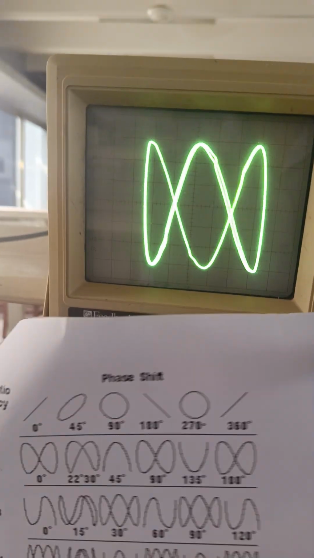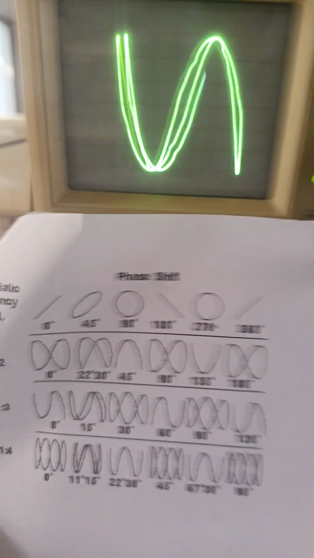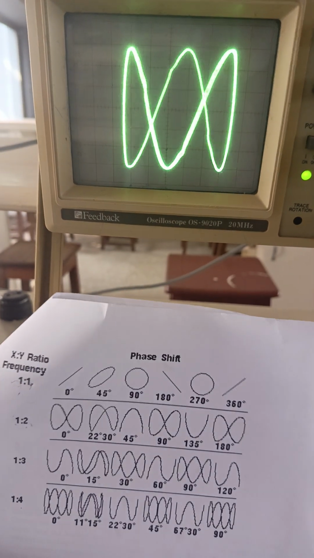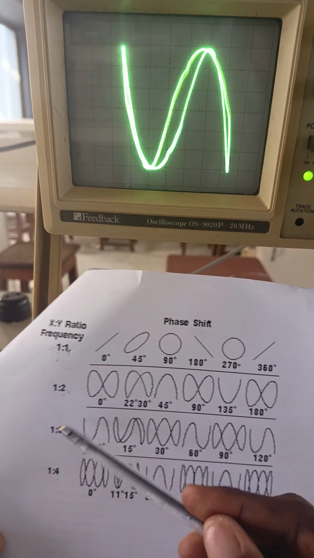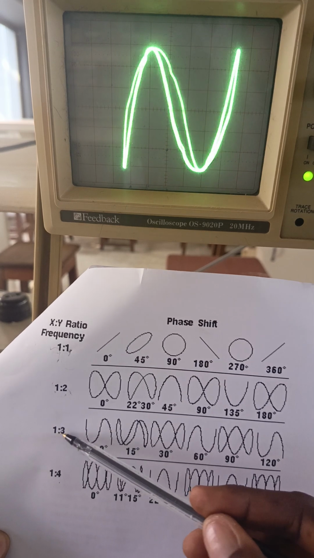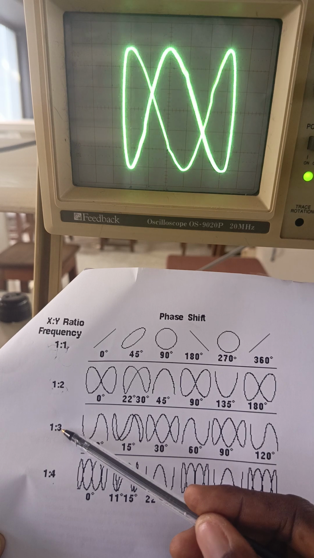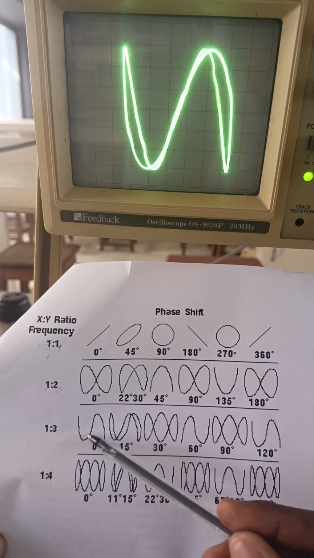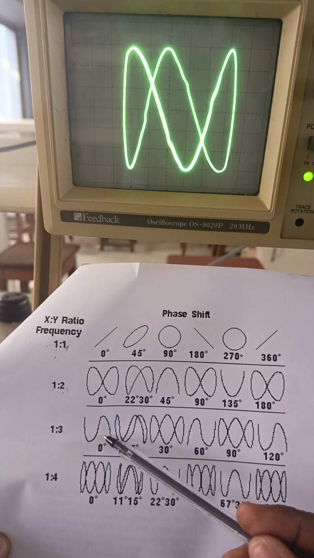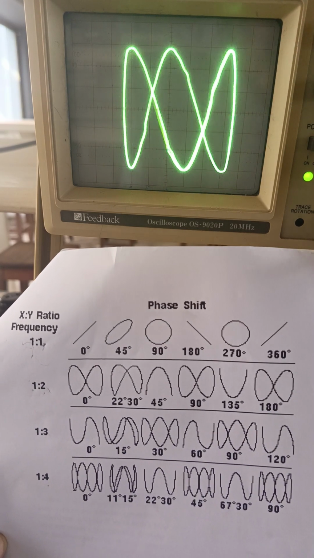So now this becomes our 1:3 ratio. 50 hertz from our transformer, 150 hertz from our signal generator. So you realize that you can see this, right? Now this is the first one.